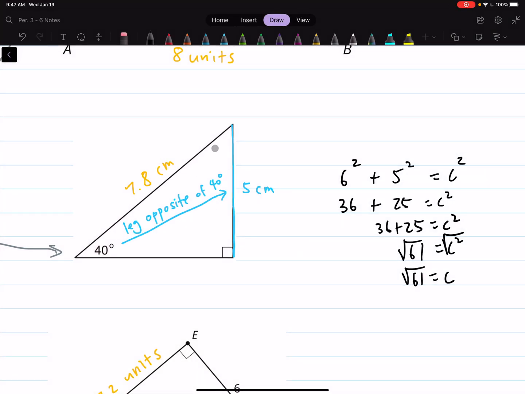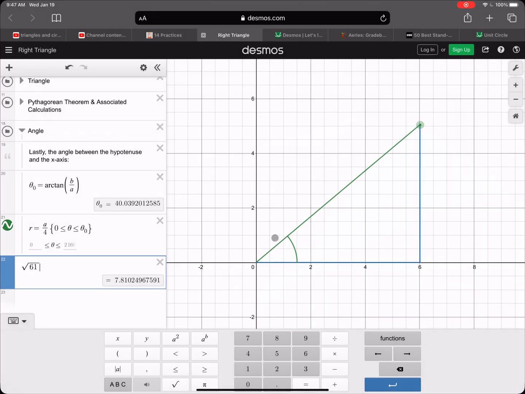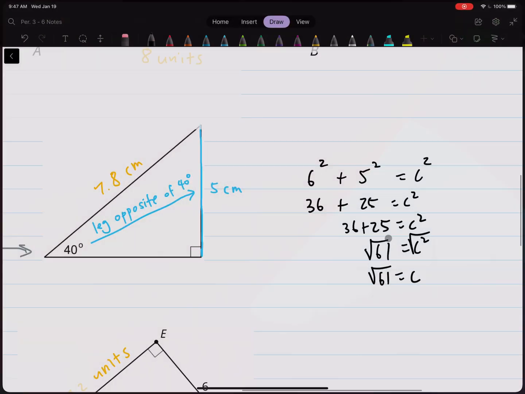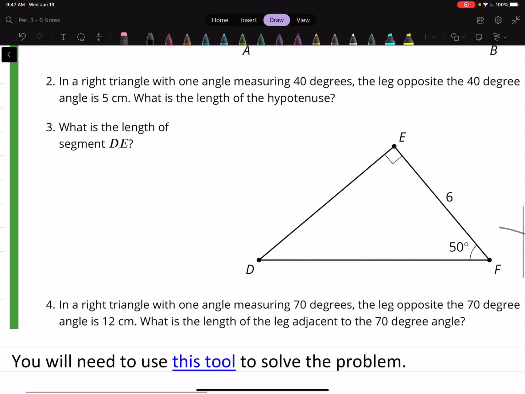That's what we got here, right? So you want to be able to use this tool to be able to find the length of the hypotenuse for this case. And then you could use the Pythagorean theorem as well. All right, let's try this one.